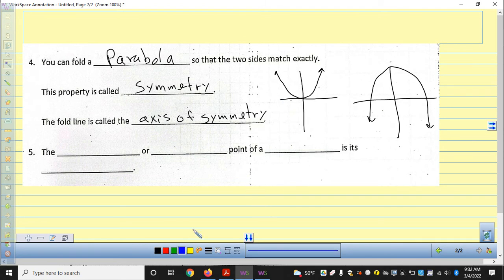So on both of these parabolas, let me do it in red, that, and that would be the axis of symmetry. It goes right through the middle of the parabola. Sometimes we shorthand axis of symmetry and we just call it the axis of the parabola.